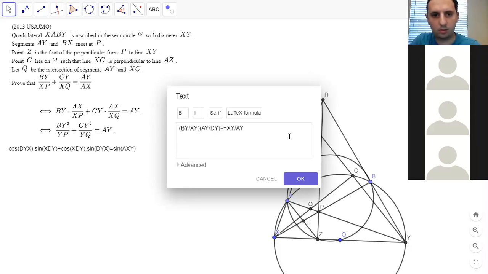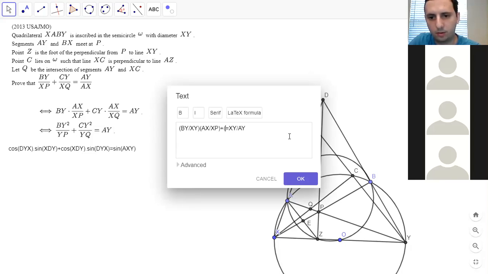No, you can write out AS over SP. AS over SP. Okay, so AX over XP. Like that? Yes, yes. Okay. And then cosine XDY.